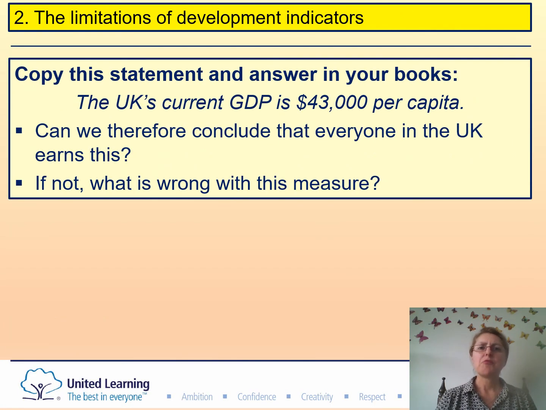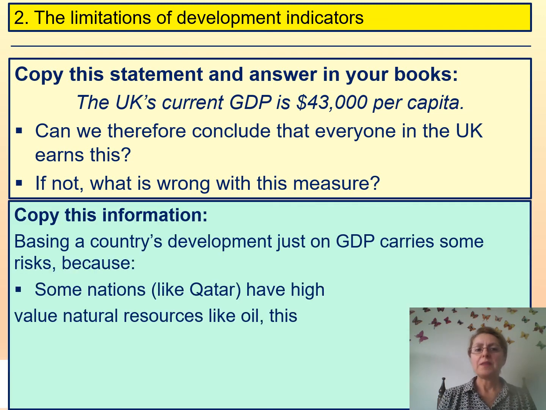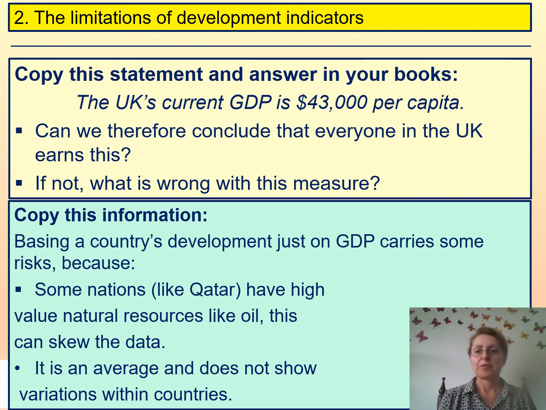We're now going to think about the problem with using just one development indicator. For example, GDP per capita, gross domestic product per capita, which was the total number of goods and services sold by a country divided by its population, how much money a country has per person. Copy the statement in your books and answer it. Can we therefore conclude that everyone in the UK earns this? Press pause now to answer this question. Now copy this information into your books.